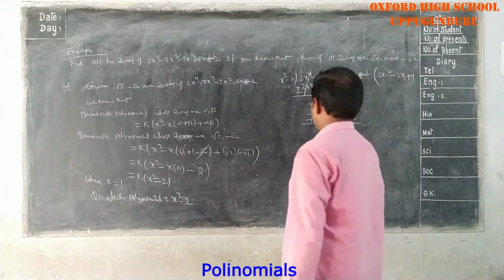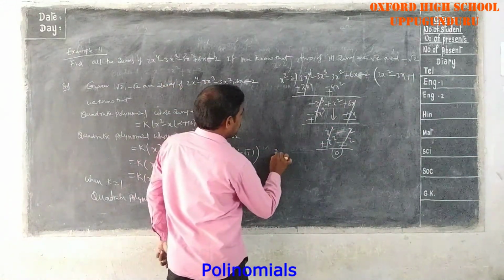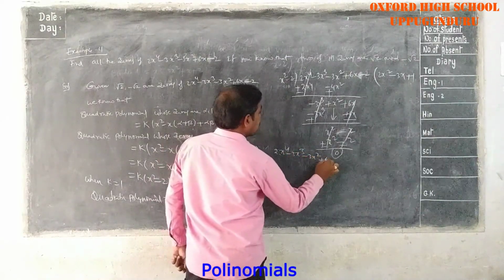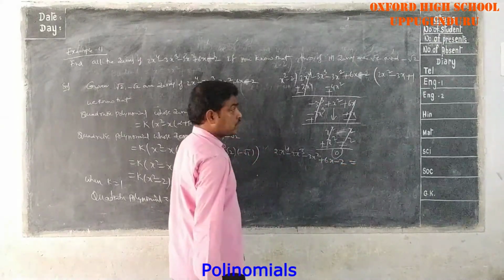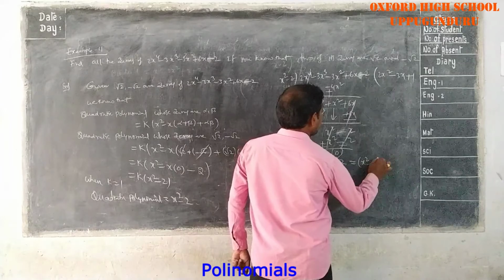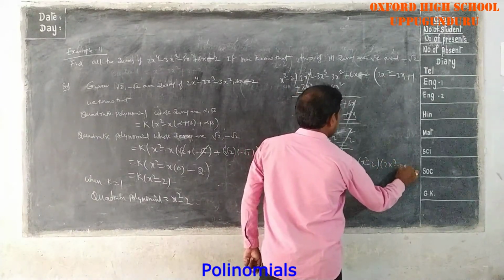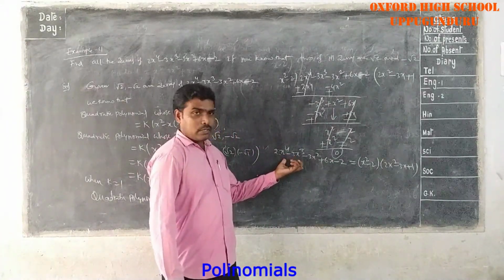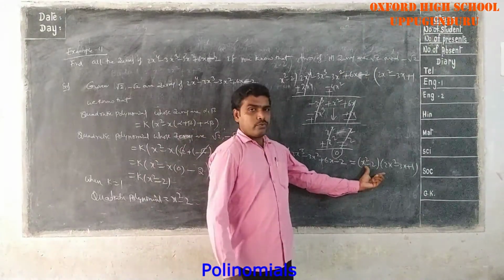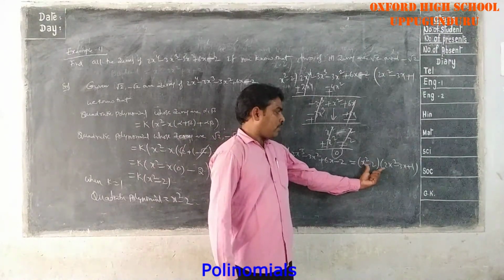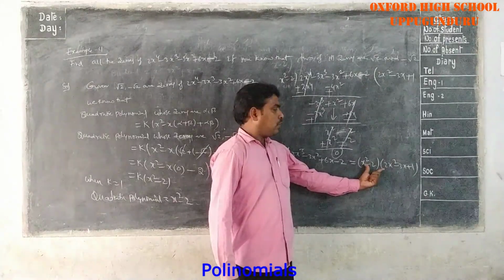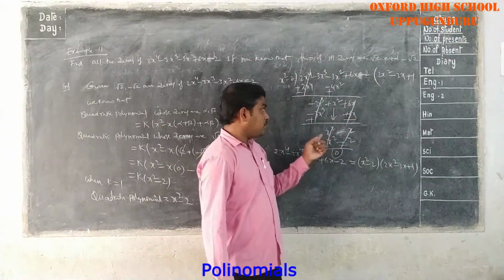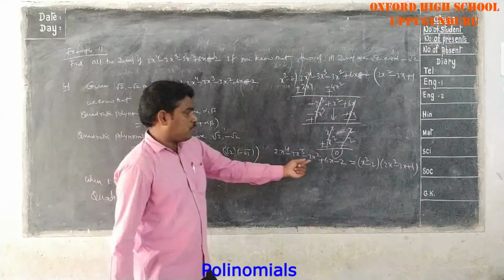That means what? What is the dividend here? Degree 4: 2x power 4 minus 3x cube minus 3x square plus 6x minus 2 equals x square minus 2 into 2x square minus 3x plus 1. So we are factorizing this degree 4 polynomial into product of 2 degree 2 polynomials. That means product of 2 quadratic polynomials. Among these two, already you know the zeros for this polynomial, because based on the given zeros, we are getting this quadratic polynomial.